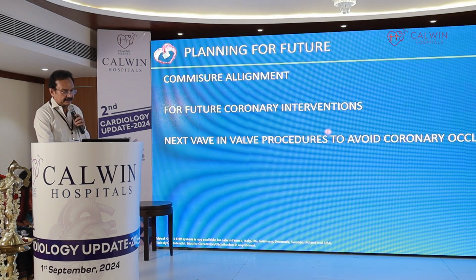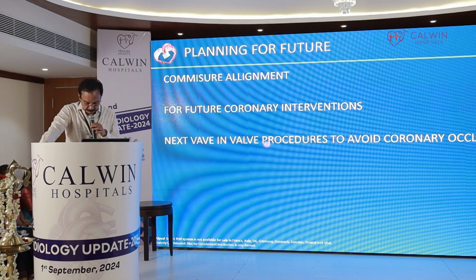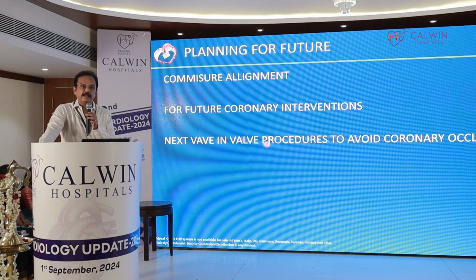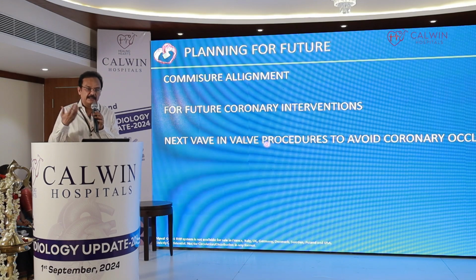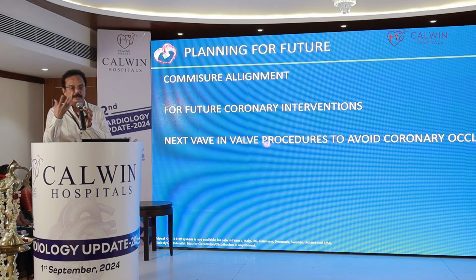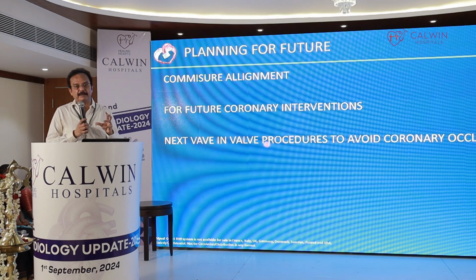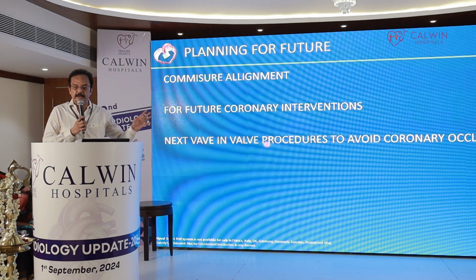And more latest advancement is commissural alignment, that is planning for the future. Because when you put a tissue valve, see, percutaneous aortic valve, like a surgical valve, it is a tissue valve only. Tissue valve, even surgically placed, lasts only for 12 to 13 years or above, 10 to 15 years. After that, it is going to degenerate. Unlike a metallic valve, which is put in a younger patient, which is not put in an elder patient because to avoid anticoagulation. So this is also a tissue valve. So usually after 10 years or 12 years, it is going to degenerate.